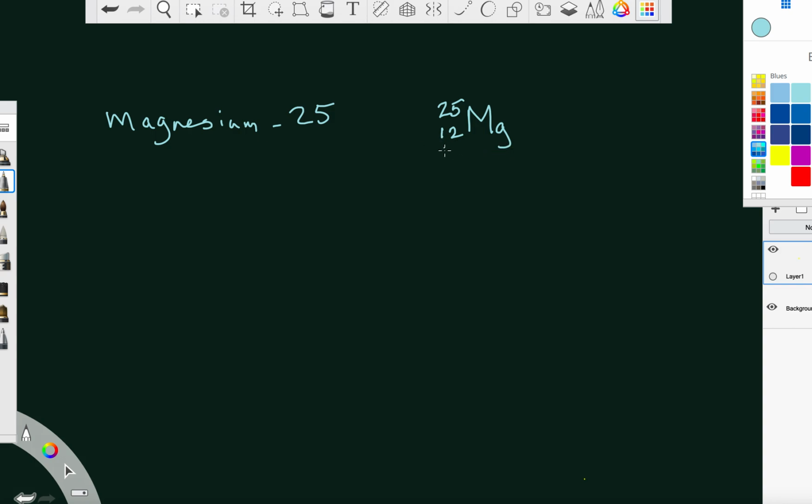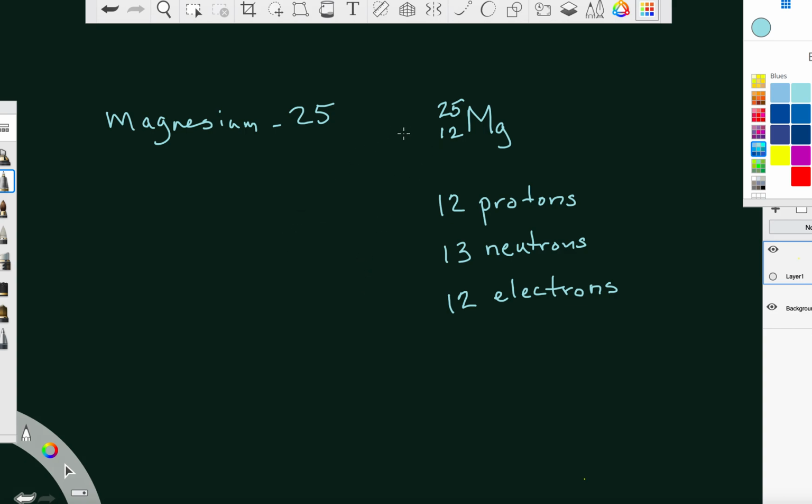And so it tells me that magnesium 25 has 12 protons and it has 13 neutrons. And as we were talking before, we also know that it has 12 electrons because it has the same number of electrons as it has protons. Okay, and that's pretty much it.